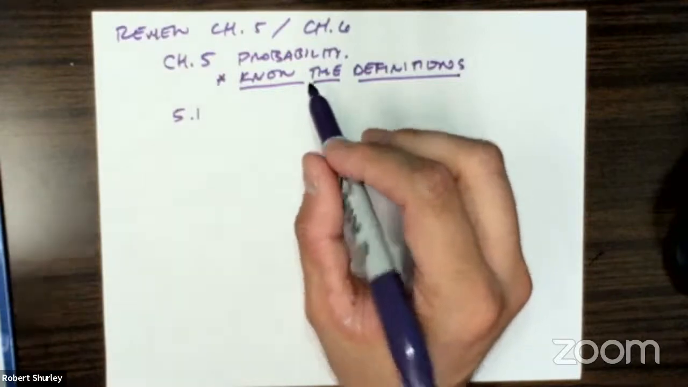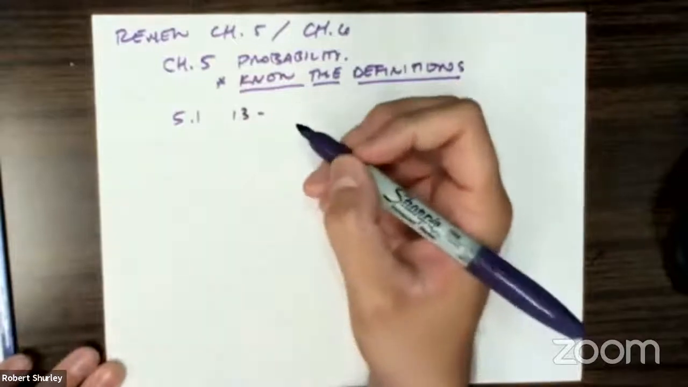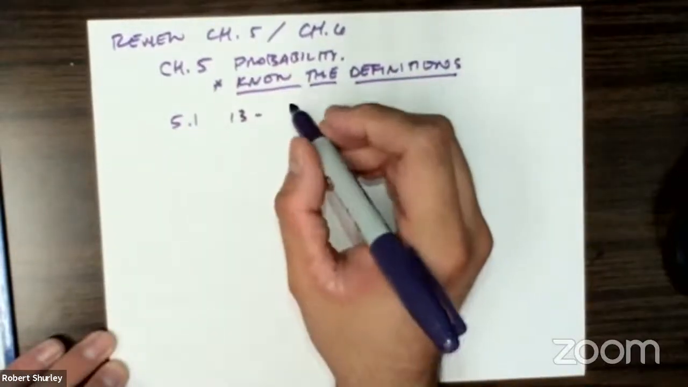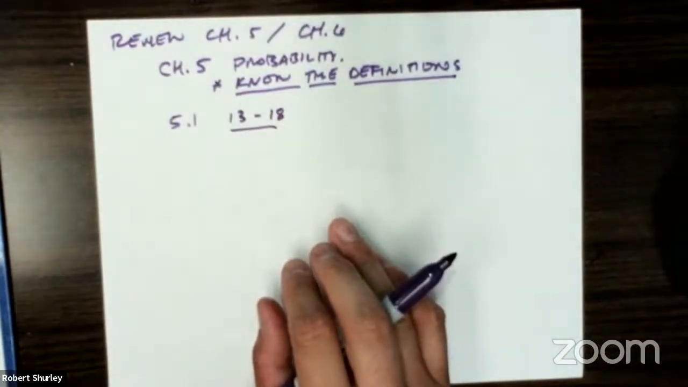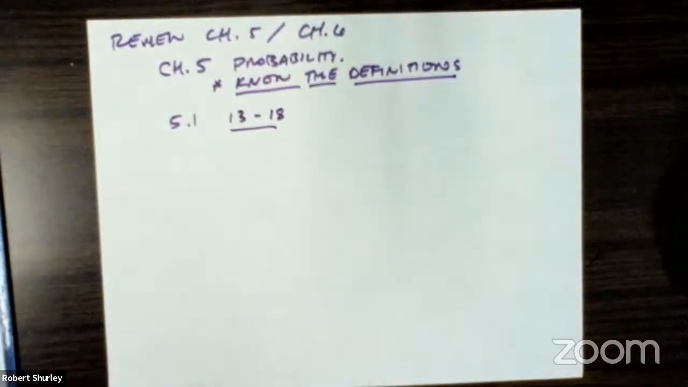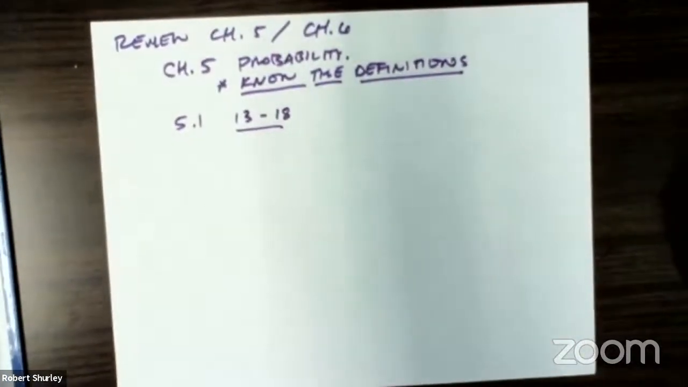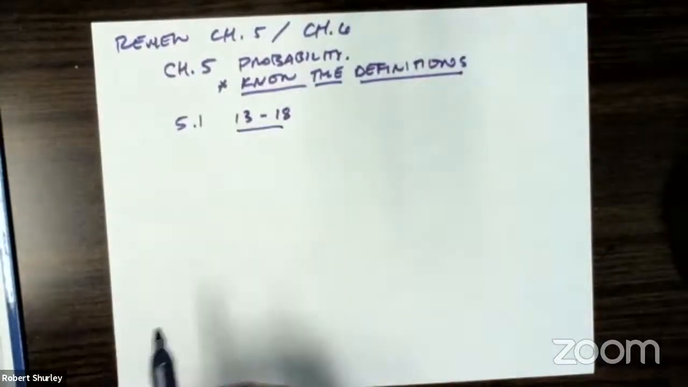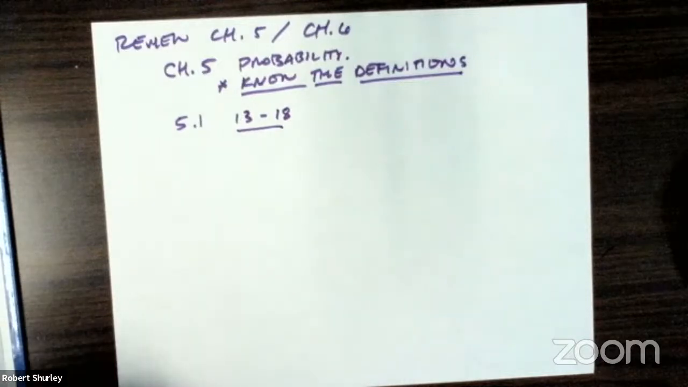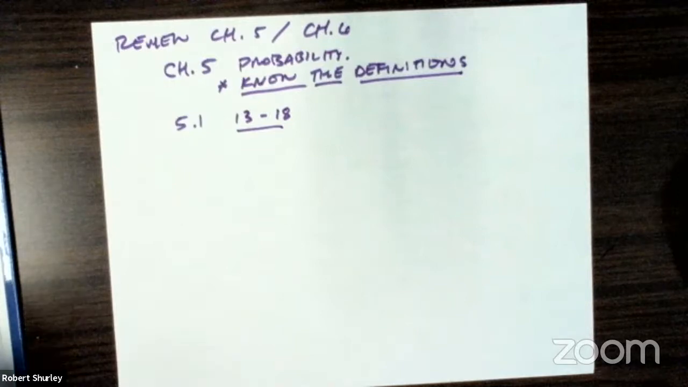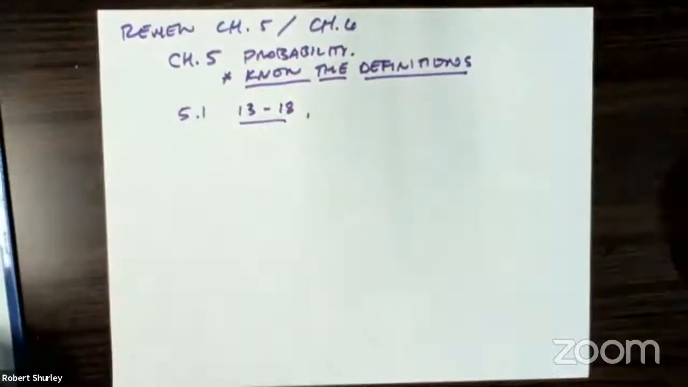Just really some basic stuff, like 13 through 18. Those are good, where it gives you an experiment and then asks you about outcomes from the experiment. And then I'll choose some odd ones because I know you guys have the answers.